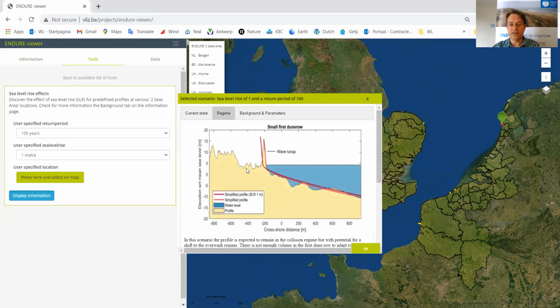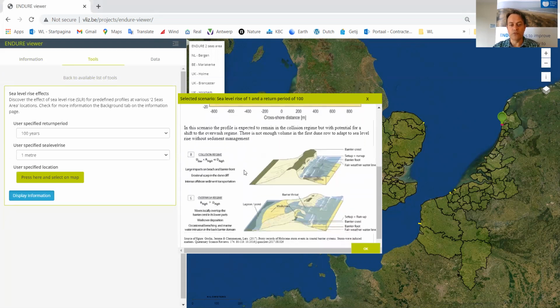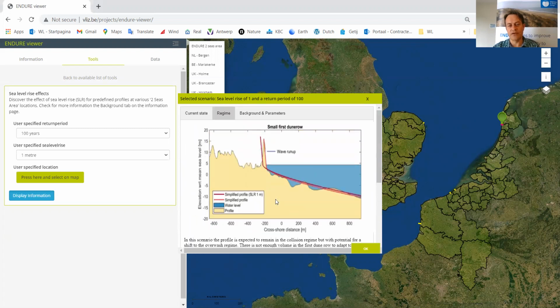But if the sea level is rising, we can move to overwash regime. So some breaching is possible. In this case, only the first row of dunes can be breached. So the water can reach farther into the dunes. There is not an evidence that all the dunes will be breached and the water can flow inland.